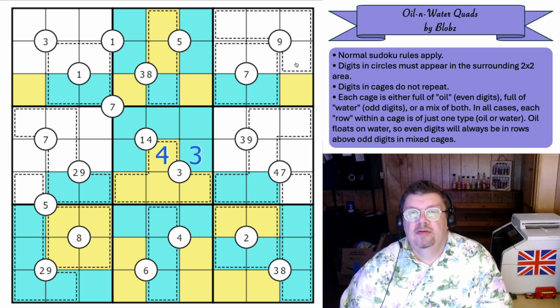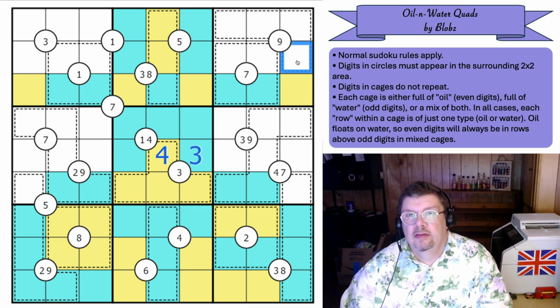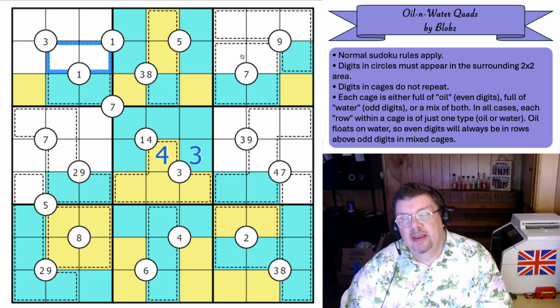This can't be oil, because if that's oil, then this must be oil, which makes all of that oil, and then that's 5 oil in the box. So that must be water. So those 2 must be the same, and those 2 must be the same, but they can't be all oil or all water. So I've got either 2 oil here and 2 water here, or the other way around.